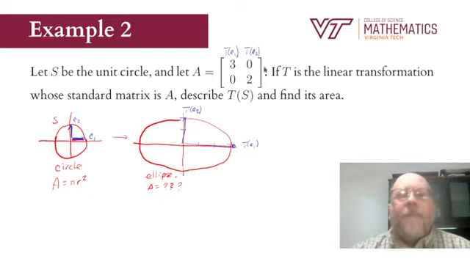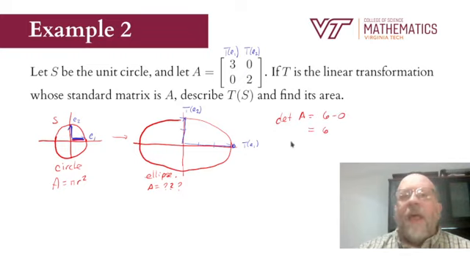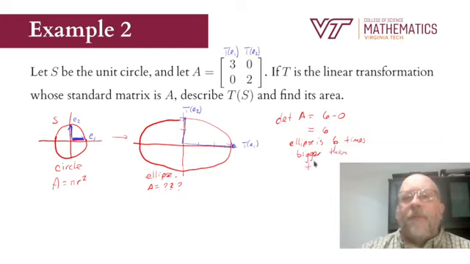But what we know here is that the determinant of A is 6 minus 0, which is 6. And that means the ellipse is 6 times bigger than the circle.